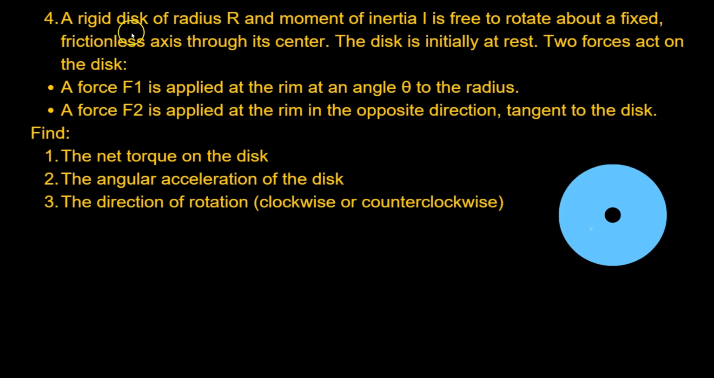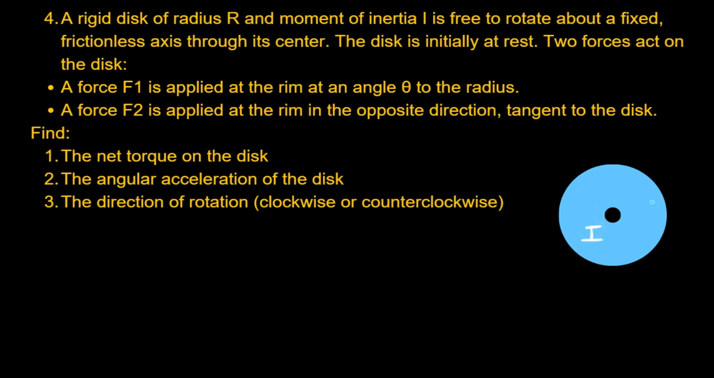Question 4. A rigid disk of radius r and moment of inertia I is free to rotate about a fixed frictionless axis through its center. The disk is initially at rest. Two forces act on the disk. A force F1 is applied at the rim at an angle theta to the radius. A force F2 is applied at the rim in the opposite direction tangent to the disk. Find the net torque on the disk, the angular acceleration of the disk, and the direction of rotation, clockwise or counterclockwise.